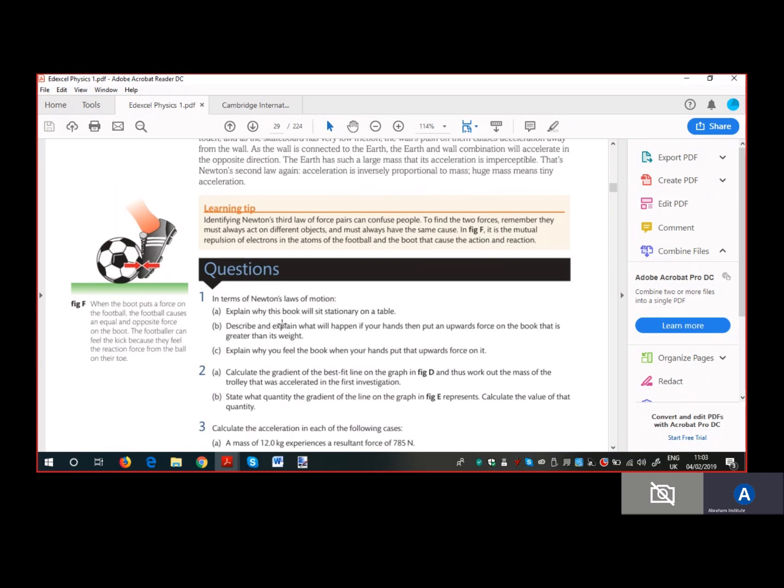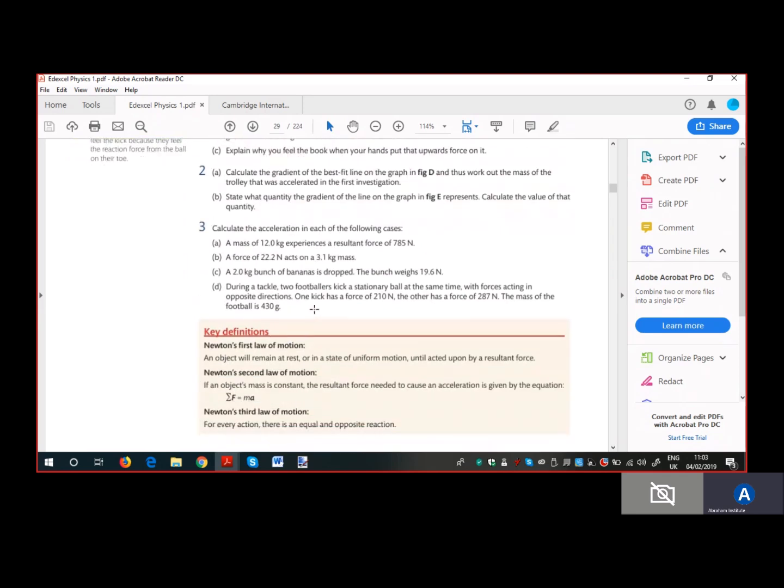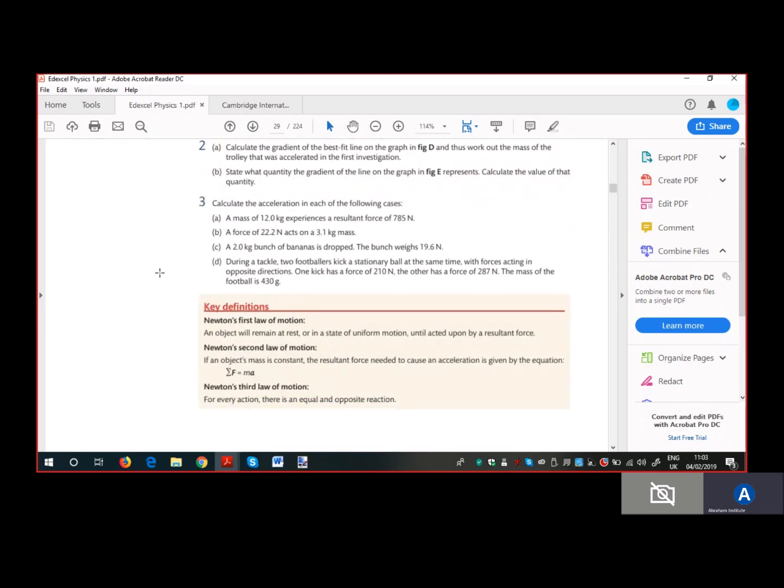Right here they have it: in terms of Newton's laws, explain why this book will sit stationary on a table. You should not talk about Newton's third law here. You have to explain in terms of Newton's first law and second law. Here are the definitions. Newton's first law of motion: an object will remain at rest or in a state of uniform motion until acted upon by a resultant force. Newton's second law: if an object's mass is constant, the resultant force needed to cause an acceleration is given by the equation F equals ma.